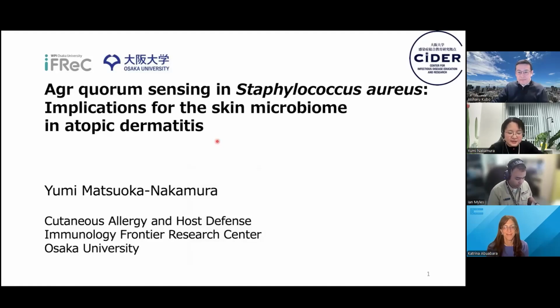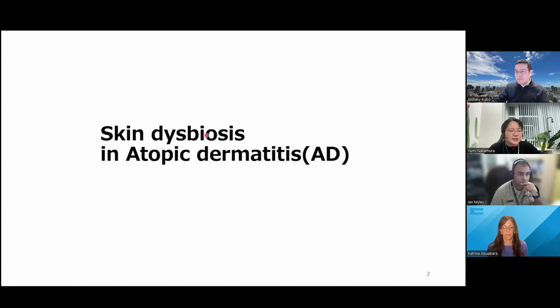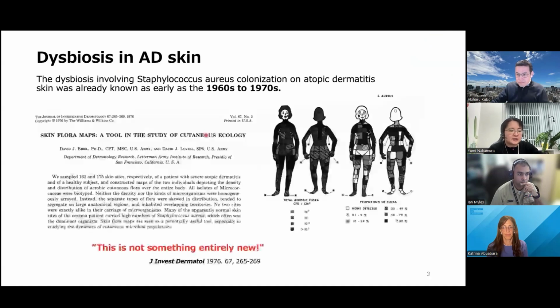Okay. So today, of course, most of you may know that in atopic dermatitis pathogenesis, skin barrier defect and Th2 immunity are the most important factors. But according to today's topic, in the next 10 minutes, I'll introduce key aspects of AGR quorum sensing in Staph aureus and how this communication system relates to the skin microbiome and atopic dermatitis. I'd like to start by explaining dysbiosis in the skin microbiome associated with atopic dermatitis.